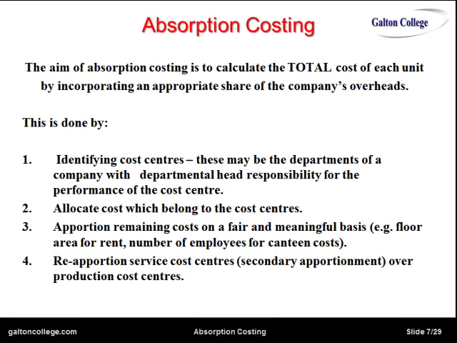Finally, reapportion service cost centers, this is called secondary apportionment, over production cost centers. So reapportion the service centers. So the service centers service the whole organization. Reapportion that, again on some meaningful basis, to all of the production centers, so that the cost of the product being produced within that production center is accurately reflecting the overheads as well as the immediate costs, the cost of the raw materials, the labor, the energy it uses, as well as all of that. It bears a burden for the canteen cost, or for the rent, or for the maintenance of the whole building. So it needs to be allocated.